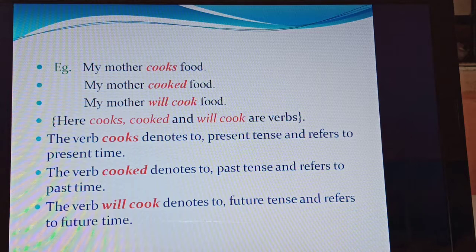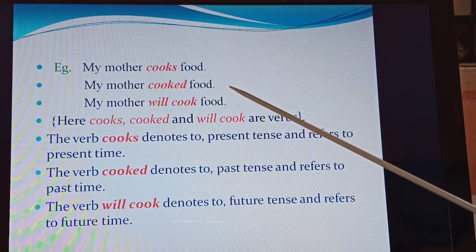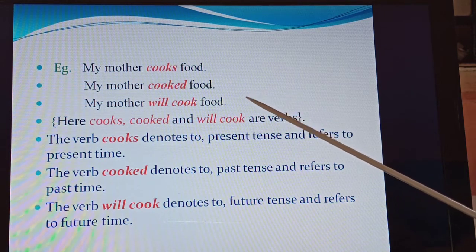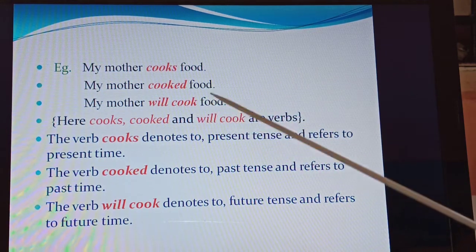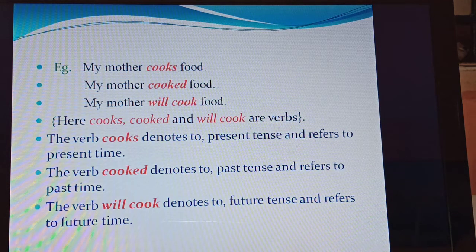For example, let us understand present, past and future tense. You see three examples I have taken here. My mother cooks food. Second, my mother cooked food. And the third, my mother will cook food. You see why did I write in the red letter in the italics? You see cooks, cooked and cook, will cook.